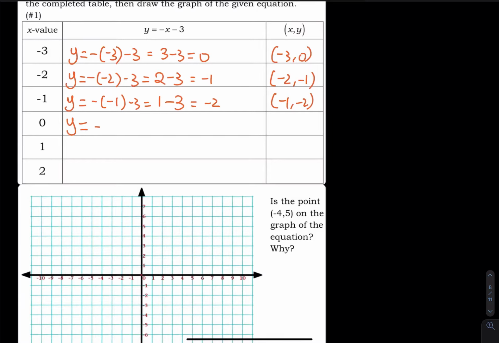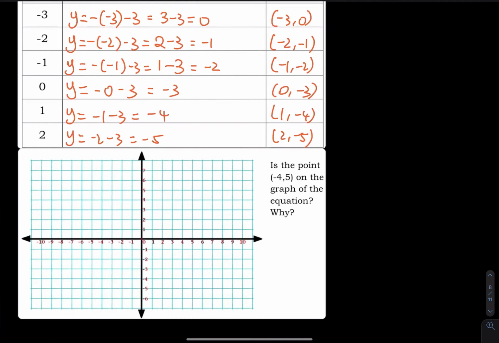y equals -0 minus 3, so that is -3. Then we have (0, -3). And then -1 minus 3, that is (1, -4). We have -2 minus 3, so that is (2, -5). Plot them, so (-3, 0), and then (-2, -1), and then (-1, -2). So eventually, you will see what the pattern is, right? So (1, -4), and then (2, -5).